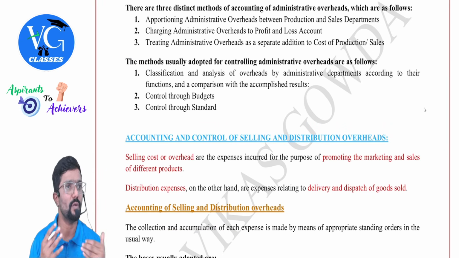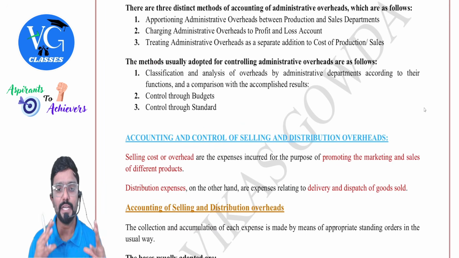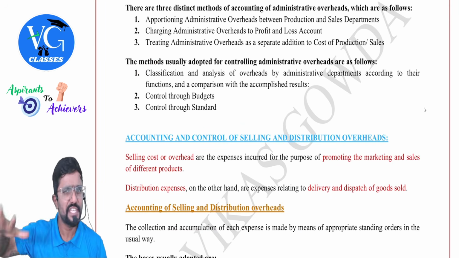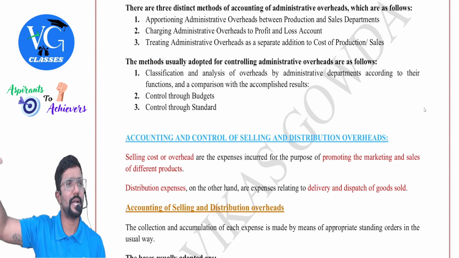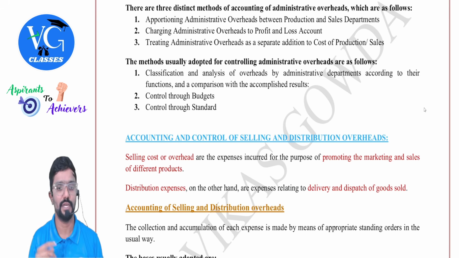Then the method usually adopted for controlling the administrative overhead, means in order to keep the administrative overhead as low as possible. What all measures will we take, sir? Classify and analyze the different types of overhead expenditure incurred for each department, which is for administration purposes. Try to see where we are incurring more and try to cut down that.